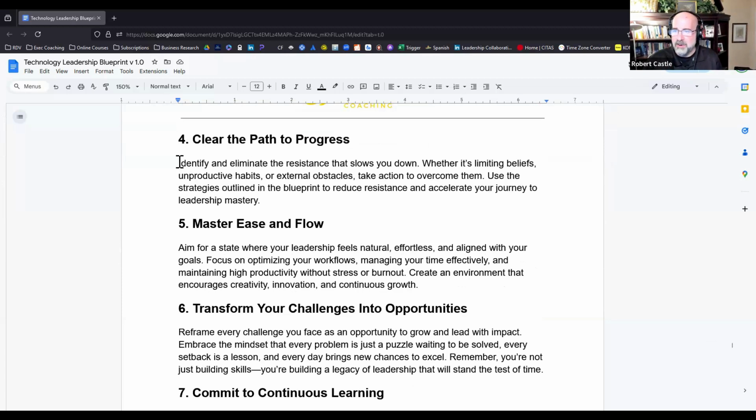A clear path to progress. Identify and eliminate the resistance that slows you down, whether it's limiting beliefs or unproductive habits or external obstacles. Take action to overcome them. Use the strategies outlined in the blueprint to reduce resistance and accelerate your journey to leadership mastery.